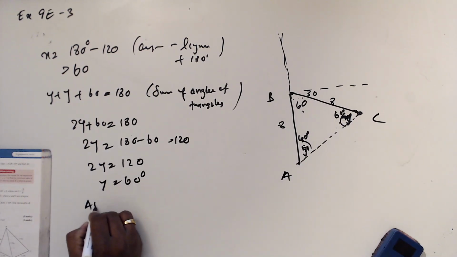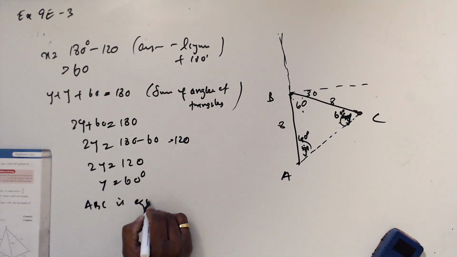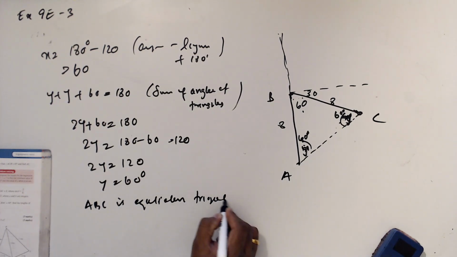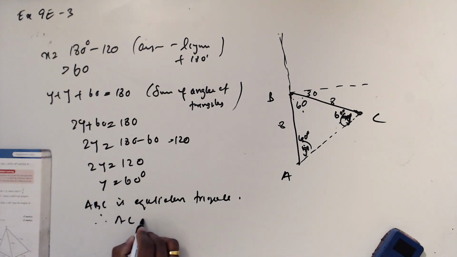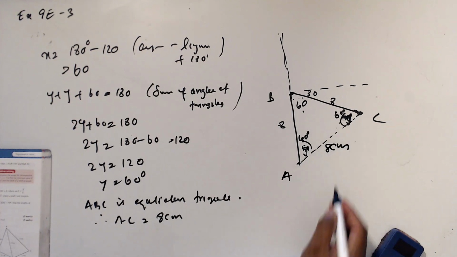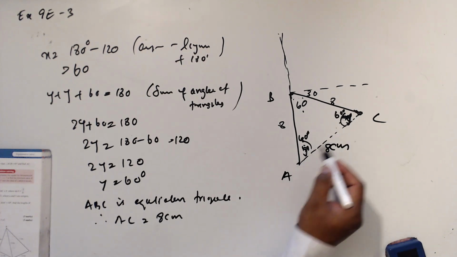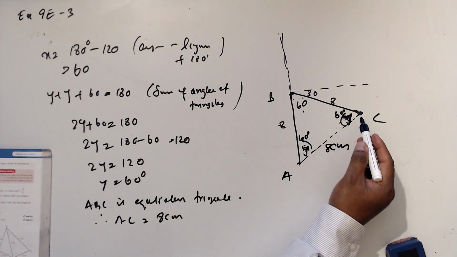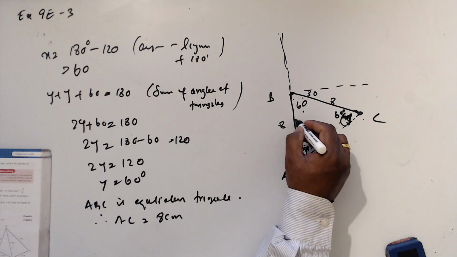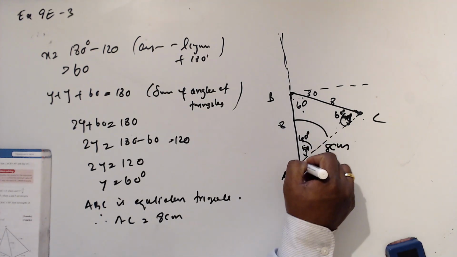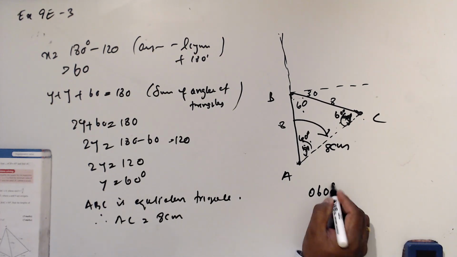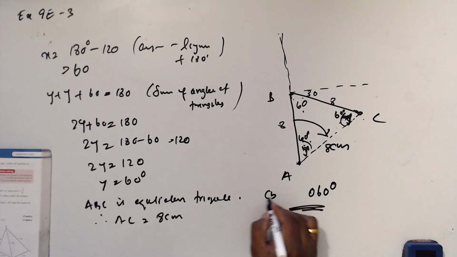Now ABC is an equilateral triangle. Hence AC equal 8 centimeters. This is 8 centimeters. And the bearing of C from A. It means from this, this is the north. We measure the angle 60. So the bearing is 060. This is part B.